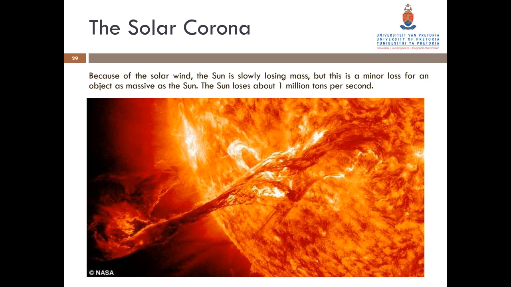Because of the solar wind, the Sun is slowly losing mass, but this is a minor loss for an object as massive as the Sun. The Sun loses about 1 million tons per second of mass, but compared to its size, that's only a fraction of it.